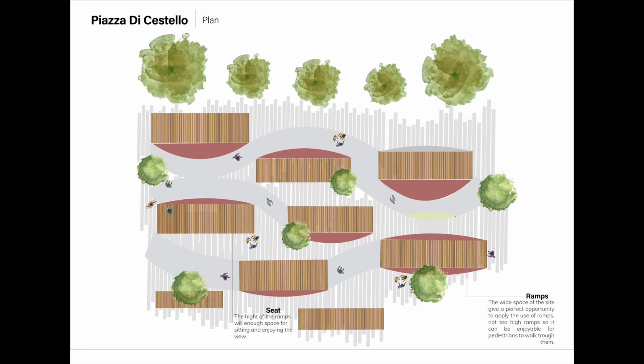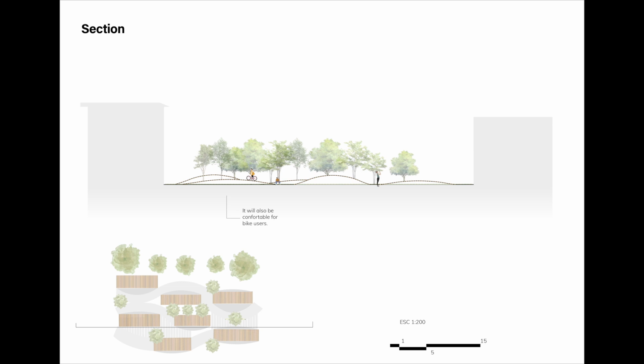The project consists of the design of 9 ramps that are creating pathways for people to cross over them or choose to walk around them. The wide space of the site allows for these soft and not too high ramps, and this is helping to make it enjoyable for pedestrians to walk through them and also for bike users to ride over them. In this section, we can appreciate how the restaurants will have an open view to the river.